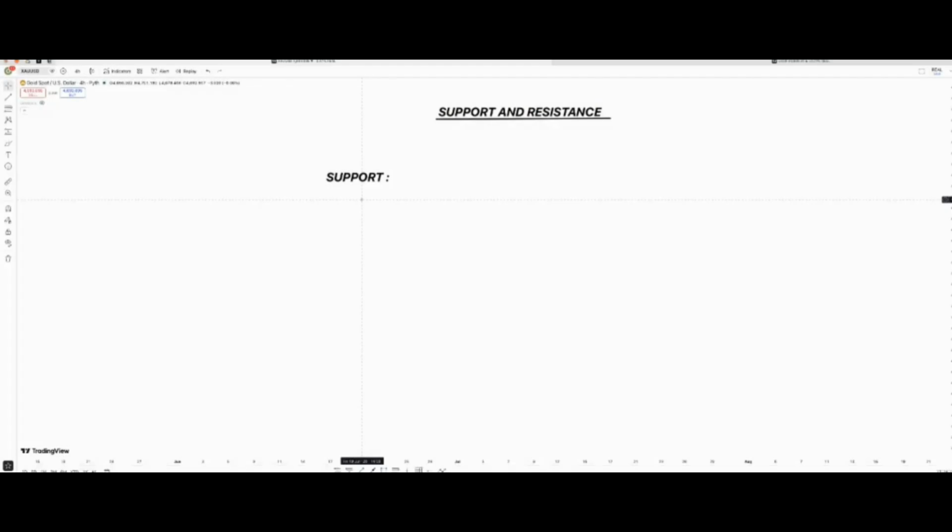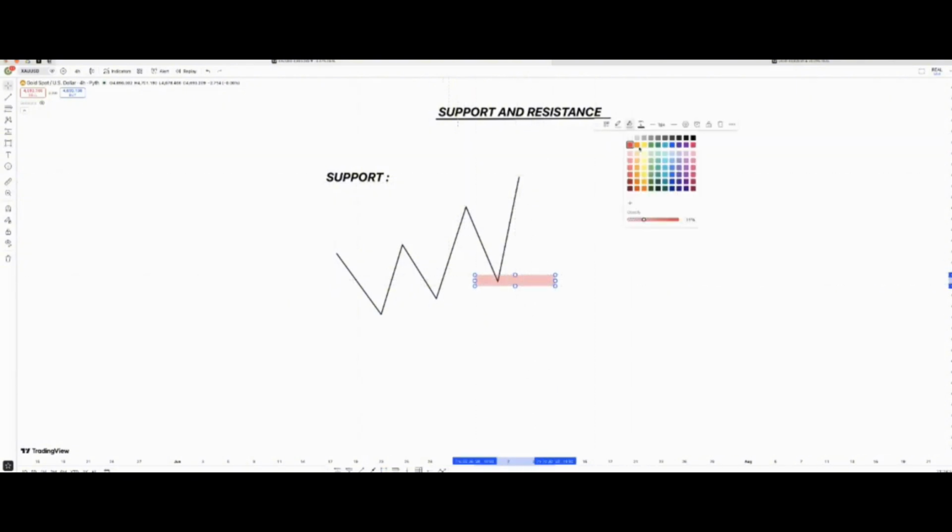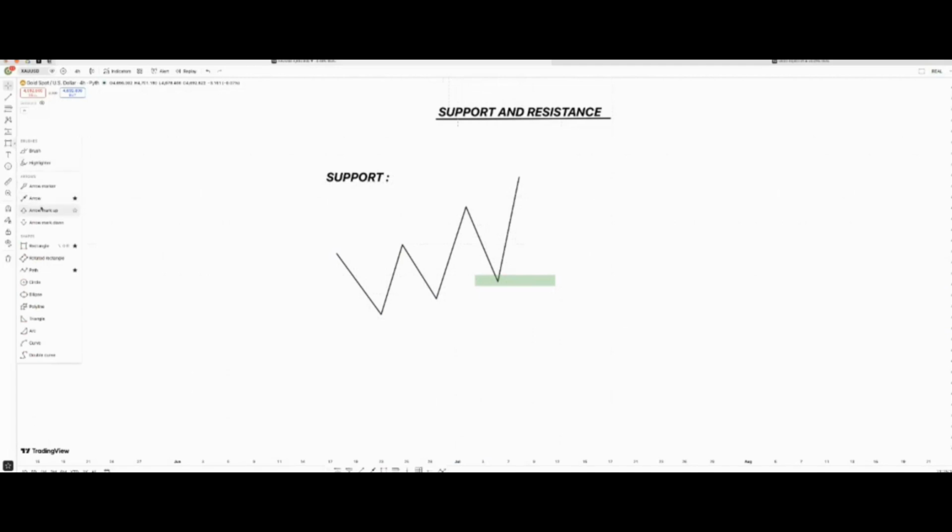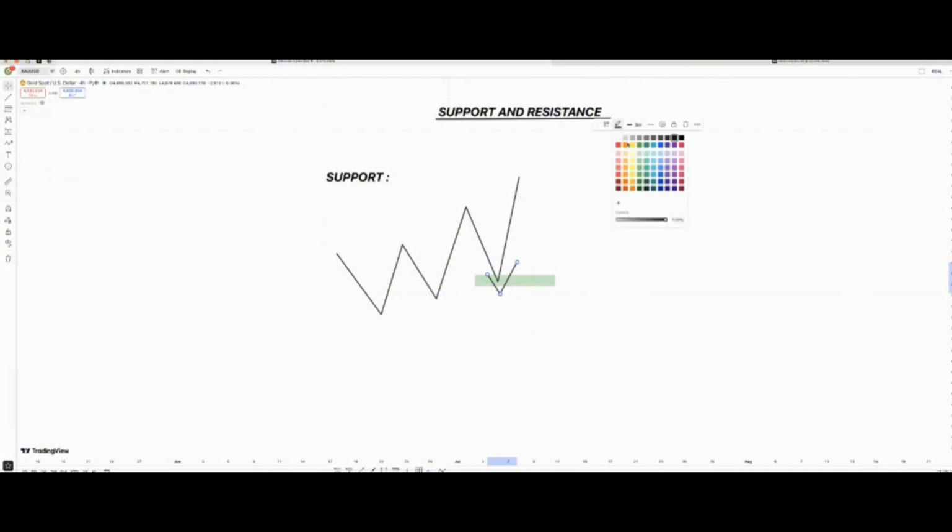A support is an area where price tends to stop falling and react upwards. In an uptrend, price is meant to create higher highs and higher lows. This point where we expect price to stop falling and react upward is called your support zone. At the support zone, we expect buyers to come in, stop the market from falling, and push the market higher.